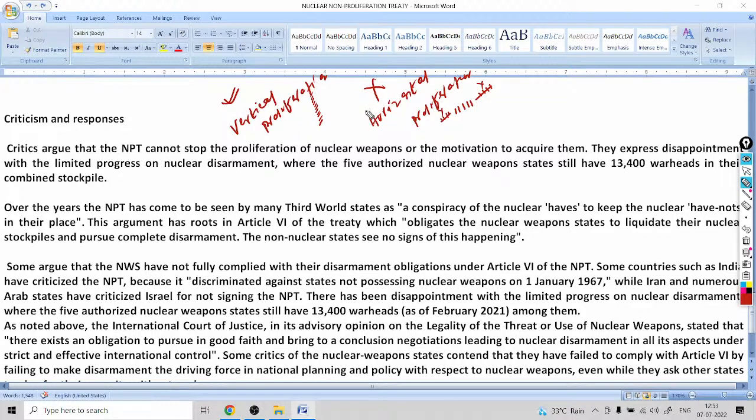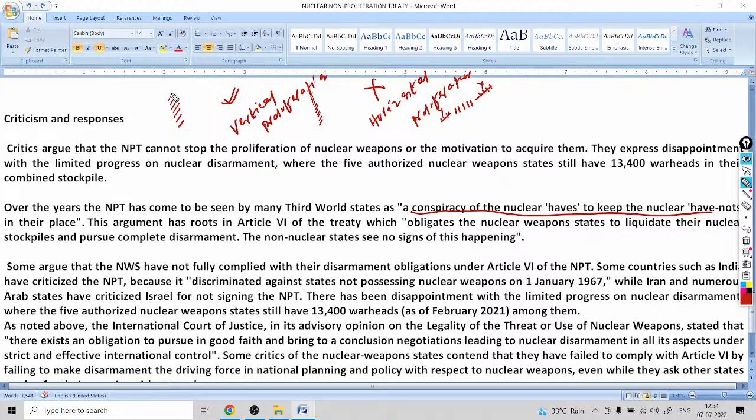So this is alleged as a conspiracy of the nuclear haves to keep the nuclear have-nots in their place. That means none from the nuclear have-nots will ever be permitted to join the nuclear club. Fine. So this argument has its root in Article 6 of the treaty, which obligates the nuclear weapon states to liquidate their nuclear stockpile and pursue complete disarmament. The non-nuclear states see no sign of this happening because Article 6 of the NPT says that the nuclear weapon states will dismantle their nuclear weapons. But there is no instance or example of that. Rather, it goes on increasing with each passing year.